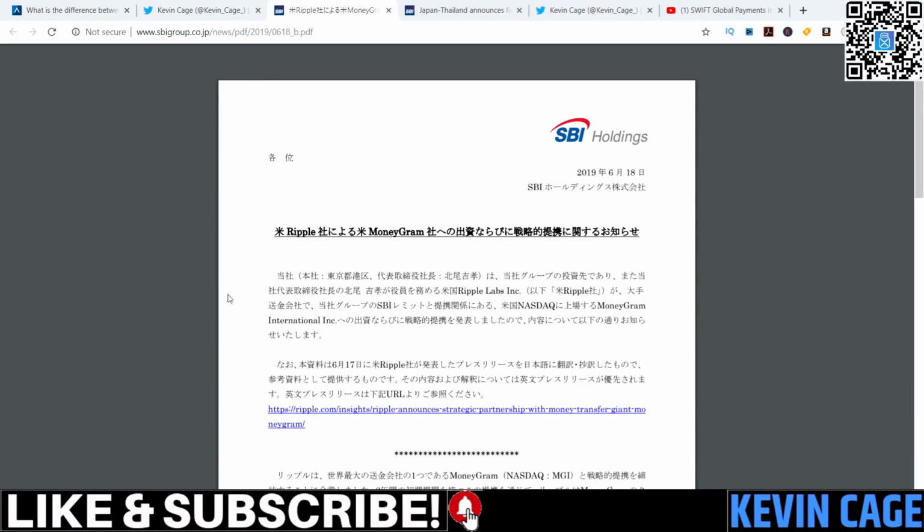Today we're going to go into some depth and detail on the difference between DLT, distributed ledger technology, and blockchain. Just some common mistakes out there and I want to clear it up for all you newcomers. And then we'll be covering some XRP information.